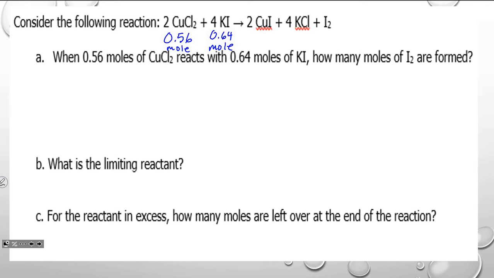So this was a 2-to-4, right? So I just reduced it. So it's a 1-to-2, right? Because both of them can be divided by 2. So just in my head I do that. I'm not going to use that in my equation, but I just want to know the ratio to each other. So for every one of these I need 2 of these. It's easier than to say every 2 of these I need 4, because I can't do that in my head.